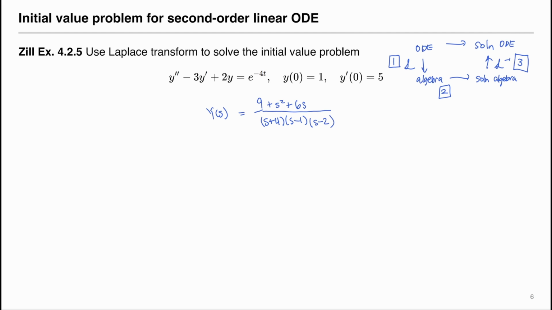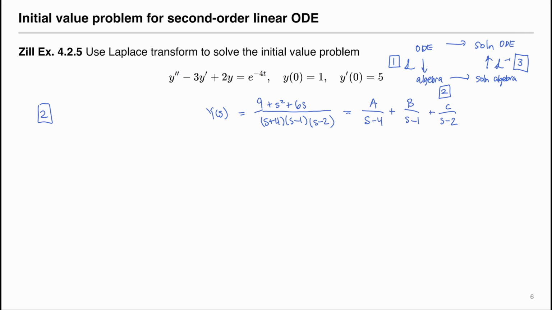Okay, so a correction to the last slide: we made an algebraic mistake by multiplying 2 times 4s, which is 8s. So we have 9 here instead of 7. So now we are at the second step, solving the algebraic problem, because we want to make it a partial fraction expansion. Let us write out the partial fraction expansion. Notice that we have linear denominators, which is great for us to use the cover-up method.